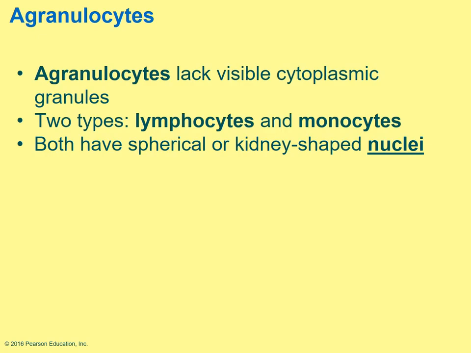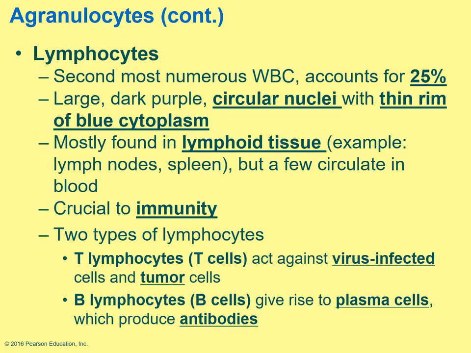And then remember we have the two agranulocytes. There's two different types of these, the lymphocytes and the monocytes. Both of them obviously are going to have a nucleus in them. They will not have the granules in the background of them. The lymphocytes are the second most numerous of the white blood cells. They account for about 25%.